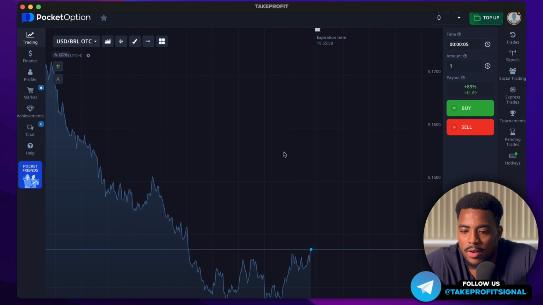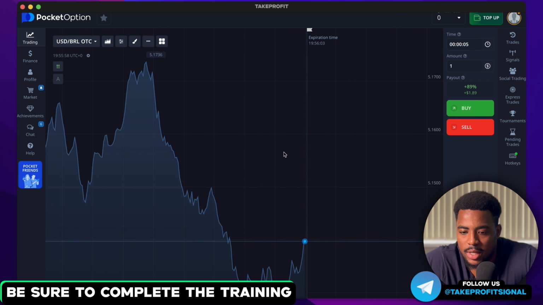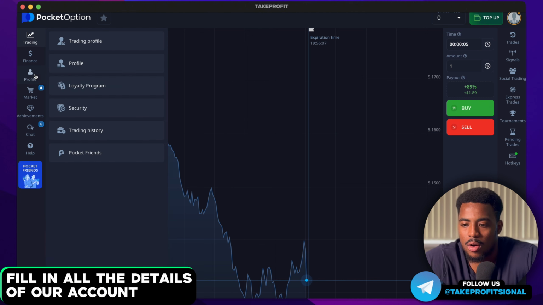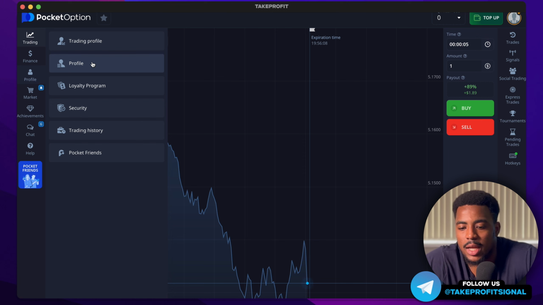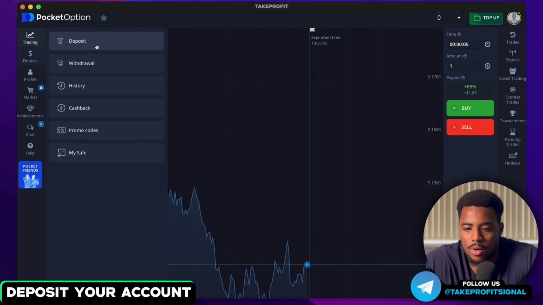Well, you've landed on a trading platform and most likely you'll be offered training. So be sure to complete it, and fill in all your account information in the profile section. Next, we need to top up our account. This is one of the first and most important steps to make a profit in the future.